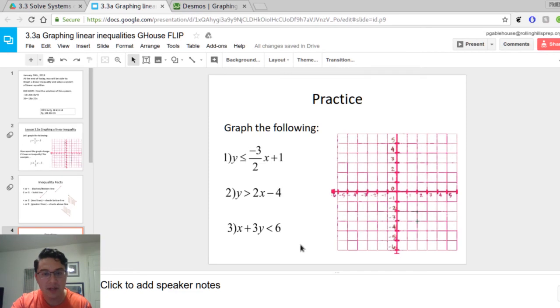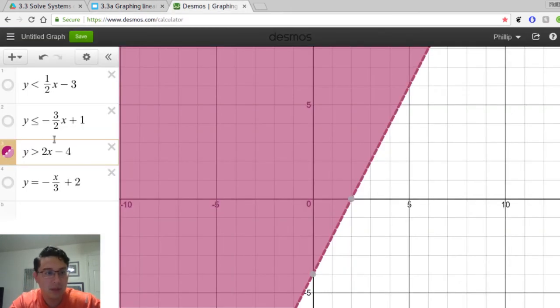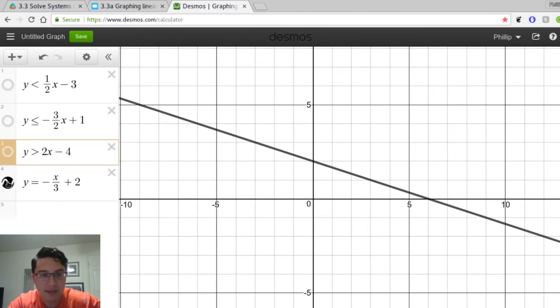Okay, the very last one is x plus 3y is less than 6. For our purposes, I'm going to ask you guys to solve this and put it into y equals mx plus b form. So we will subtract x from both sides and then divide by 3. That'll give us a negative x over 3 plus 6 divided by 3 is 2. So we'll have negative x over 3 plus 2, which looks like this when we graph it as a line.